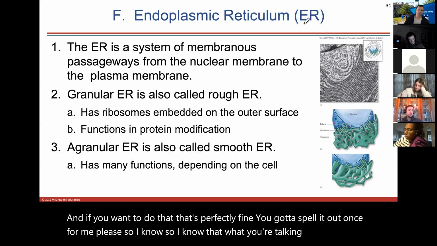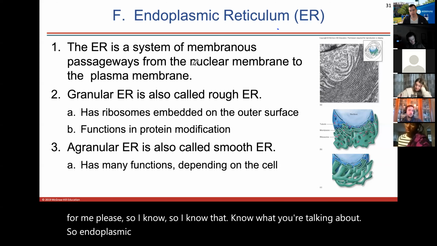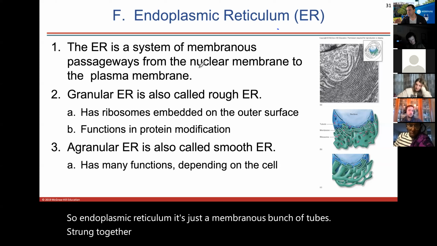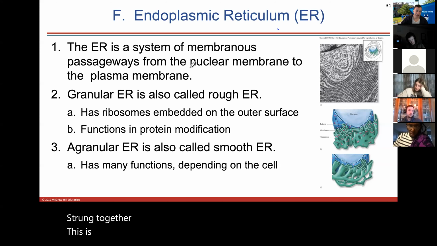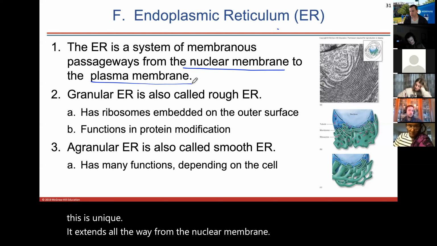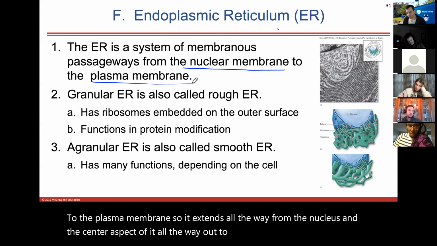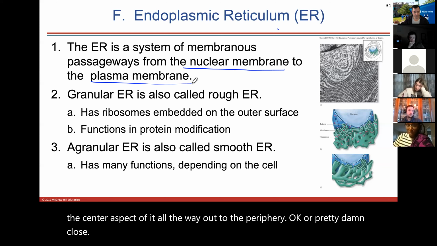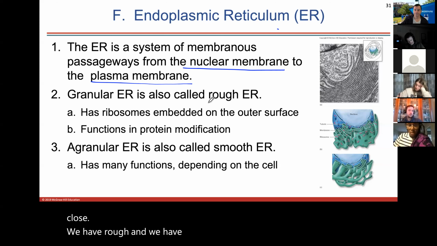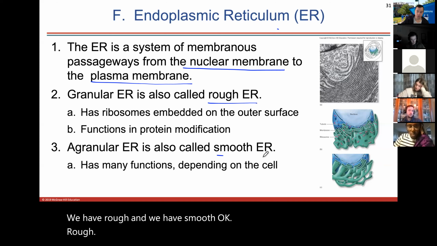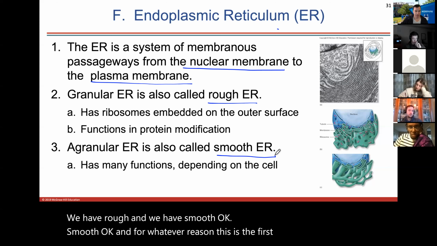Okay. So endoplasmic reticulum, it's just a membranous bunch of tubes strung together. This is unique, ER. It extends all the way from the nuclear membrane to the plasma membrane. So it extends all the way from the nucleus and the center aspect of it all the way out to the periphery, okay, or pretty damn close. We have rough ER and we have smooth ER, okay? Rough, smooth, okay?